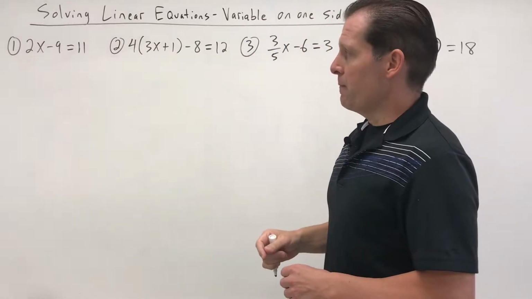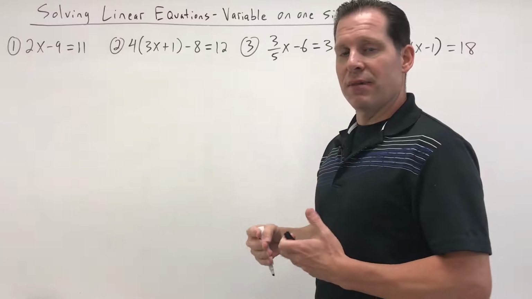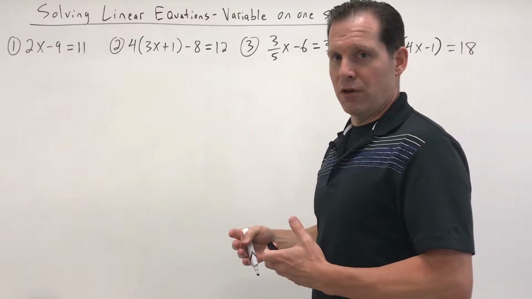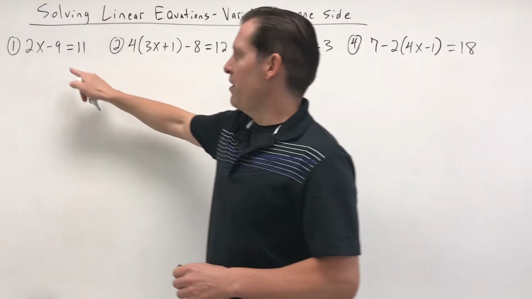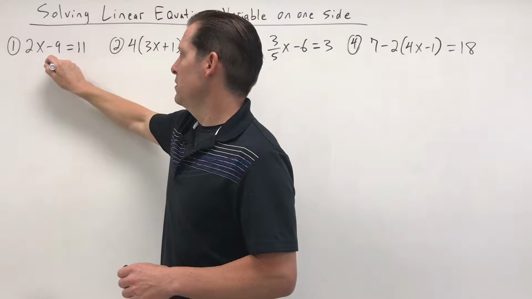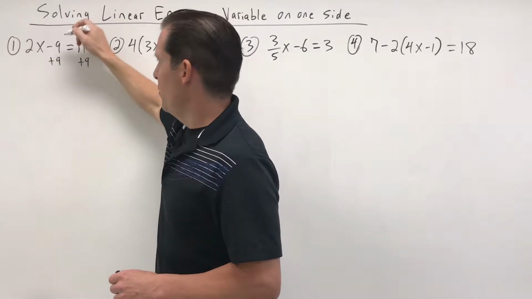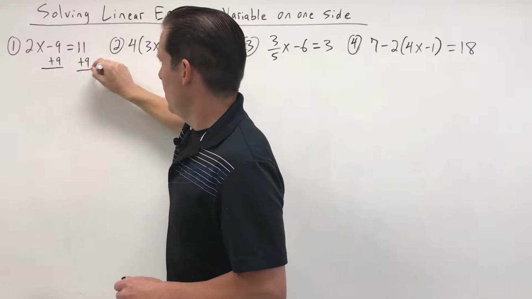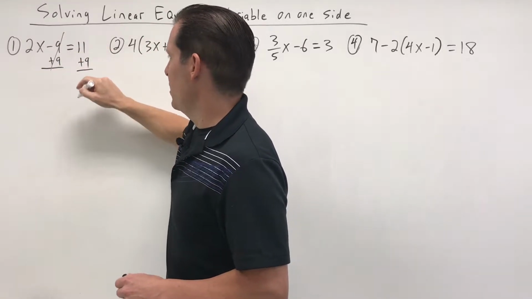In order to do that, I need to do inverse operations, and I want to get rid of my pluses and minuses first, before I get rid of any multiplication or division. So I have a minus 9 here, so the inverse of that would be a plus. I'm going to add 9 to both sides. By doing that, that becomes 0, which is what I want, and then this right here becomes 20.